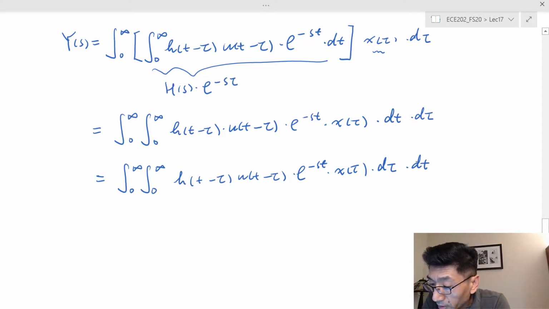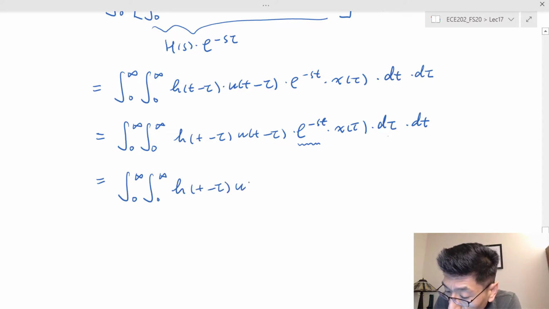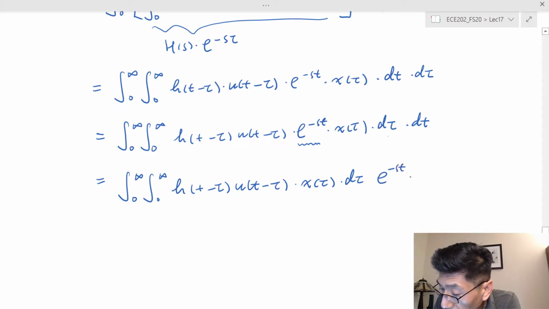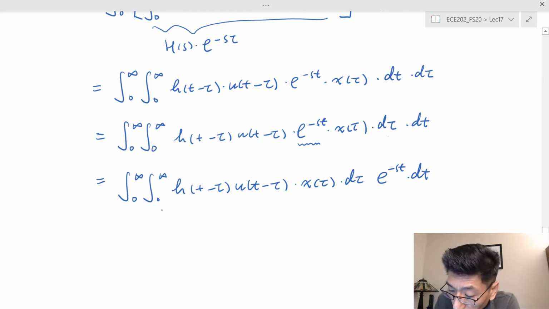If we look inside the inner integral, which is now with respect to τ, the term e^(−st) has nothing to do with τ, so I can move that outside to the outer integral. I'm left inside the integrand of the inner integral with h(t − τ) u(t − τ) x(τ) dτ, and I move e^(−st) outside.